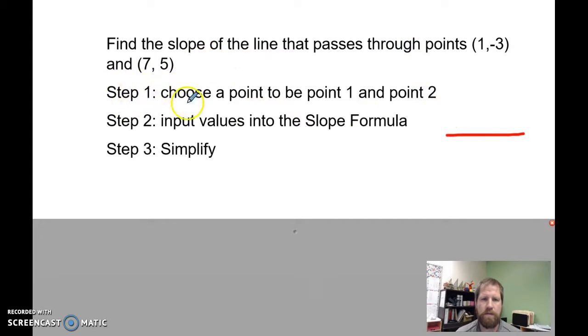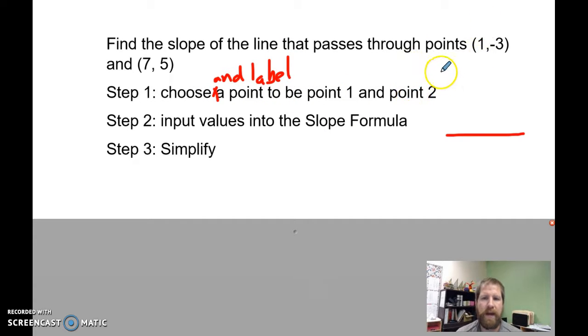So the first step, your first job is to choose what you want to be point 1 and point 2, and I think it's really important to label them. I'm actually going to add that, so make sure this is in your notes. Choose and label a point to be point 1 and point 2.